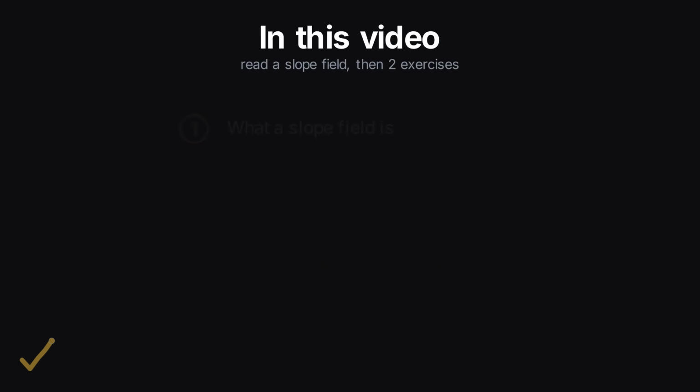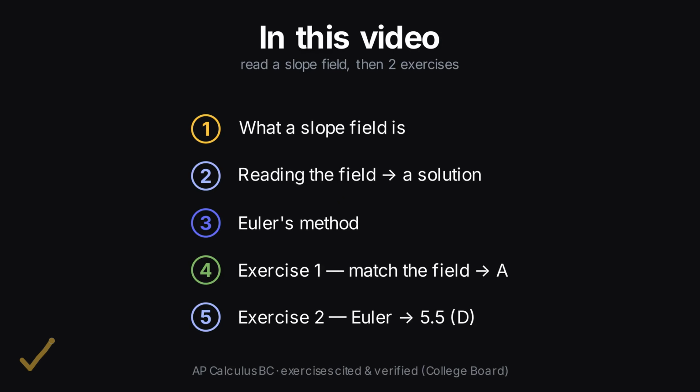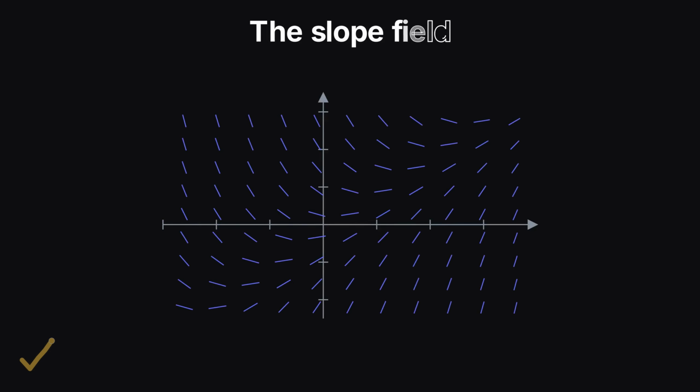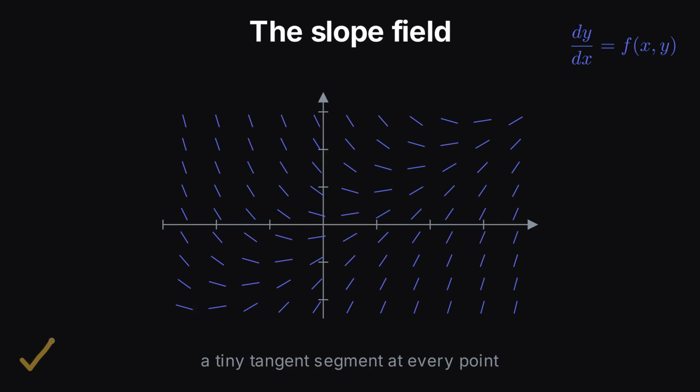This is Full Marks. Today, differential equations and slope fields, how to see a solution before you ever solve it. A first-order differential equation gives dy/dx as a formula in x and y at every point on a grid. Plug in the coordinates, get a slope, and draw a tiny segment with exactly that slope. Hundreds of those little tick marks together make the slope field.